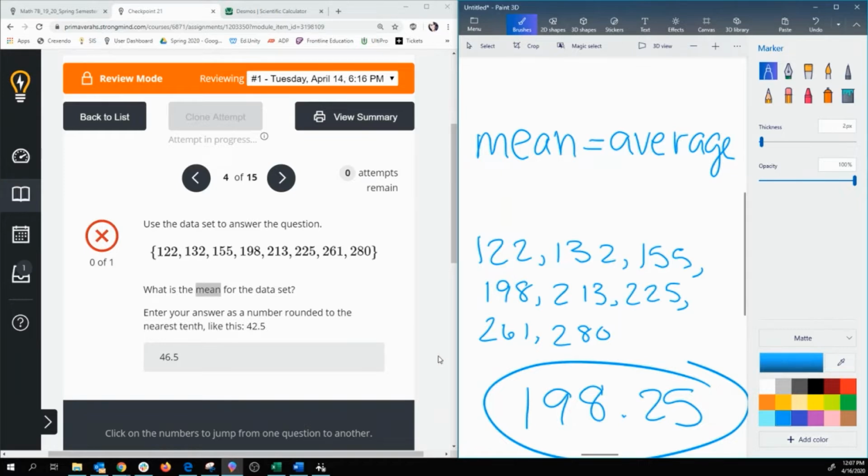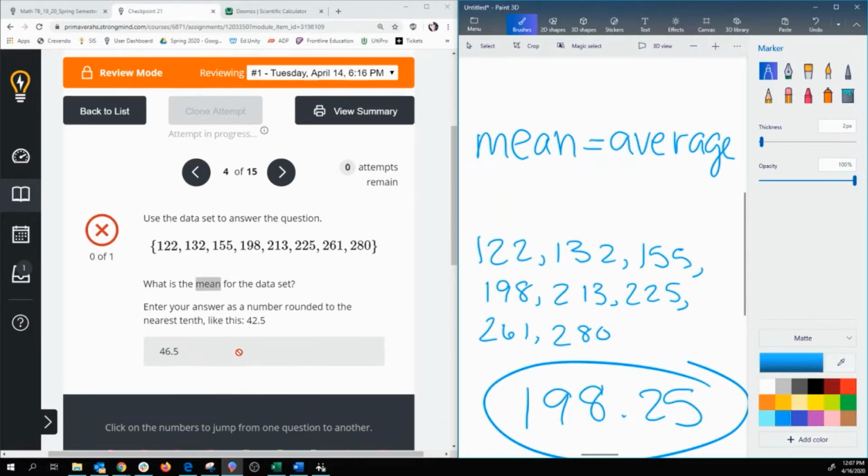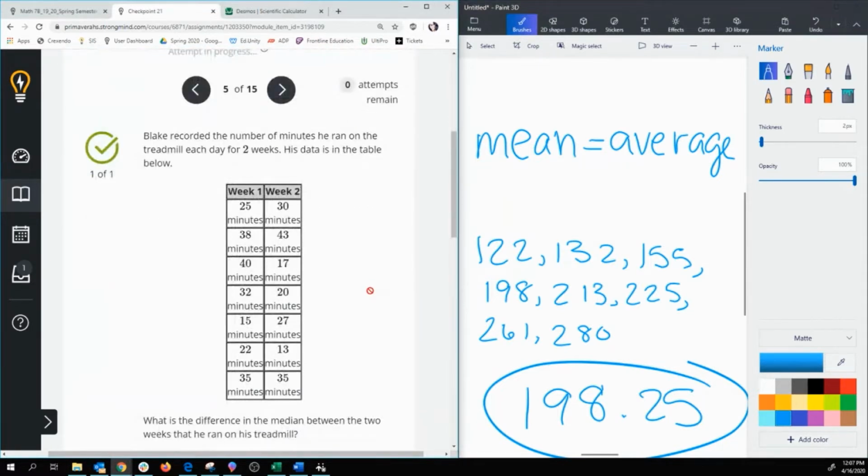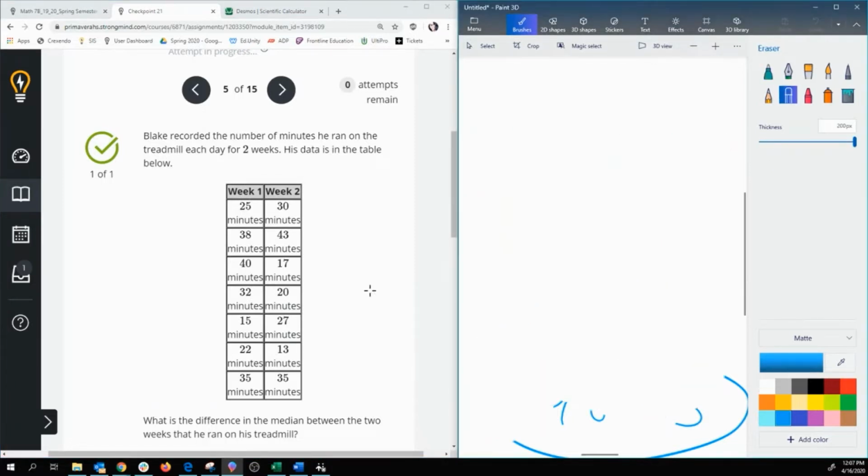Very nice. Yay. All right, next question I have here is talking about Blake recording the number of minutes he ran on a treadmill for 2 weeks, and data is shown in the table. So it's a very long table with minutes in it. So let me know when you guys are ready, and we can start going over this one.